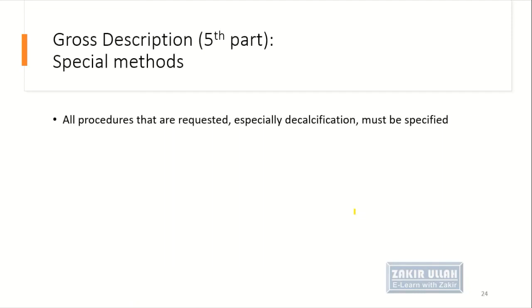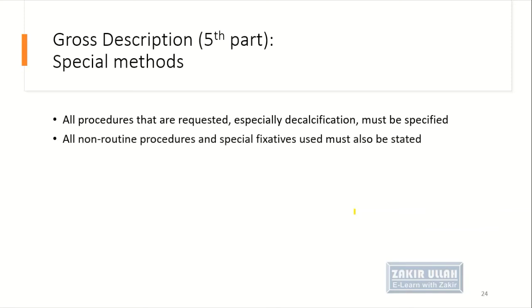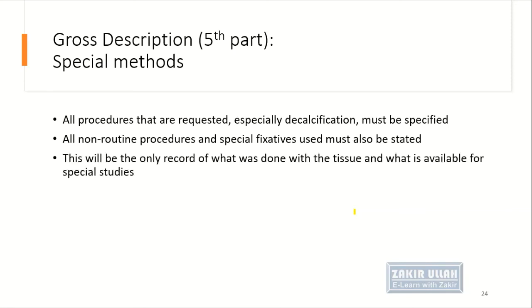The fifth part of the gross description gives the information of any special methods that were performed. All the procedures that are requested, especially decalcification, must be specified, and if there are any non-routine procedures and special fixative used, they should also be mentioned in the gross examination, because this will be the only record and data of what was done with the tissue and what is available for special studies.